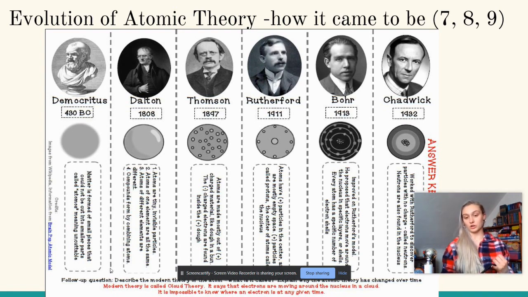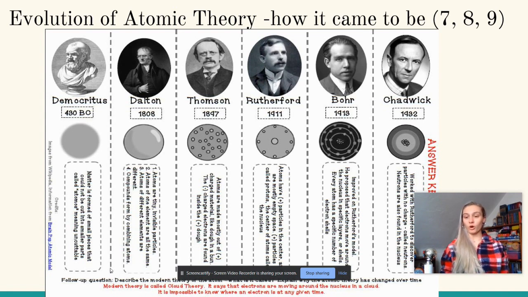So he found that there are positive particles in the center, which is the nucleus. Atoms are mostly empty space. And then the nucleus is in the center, and it's very small. That's what Rutherford found out with his gold foil experiment.